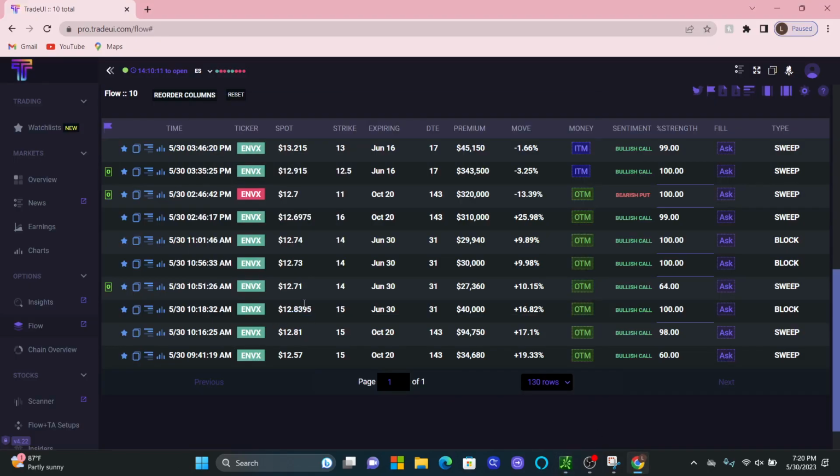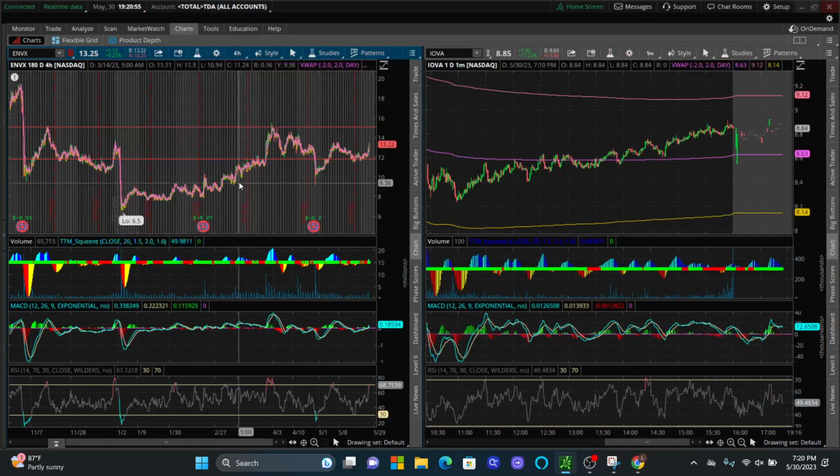Well, that's because of this option flow right here. We see 3 option flow strikes for 15. That tells me that, hey, there's a strong possibility that this stock is going to go to 15. So that's exactly why we drew it here.